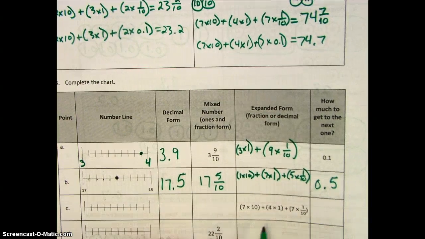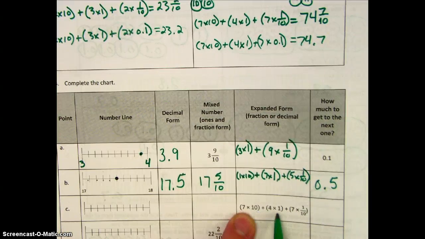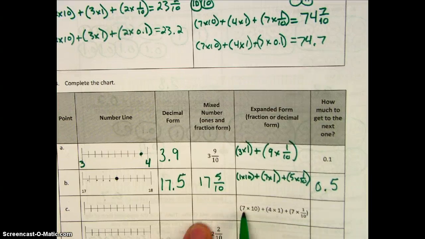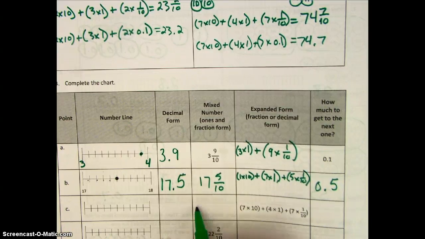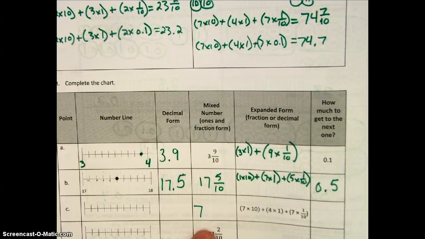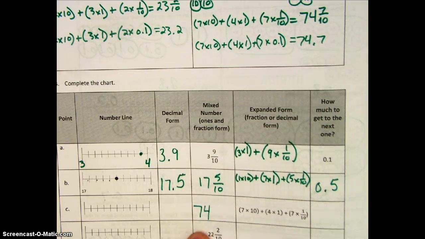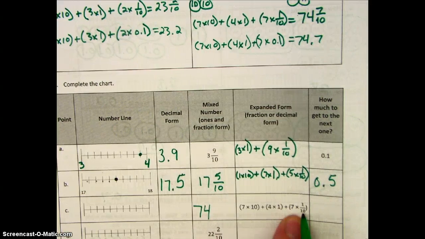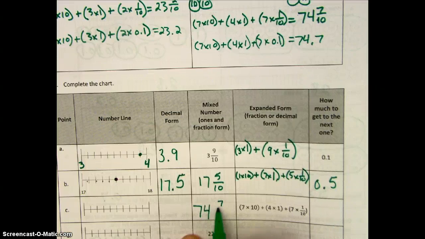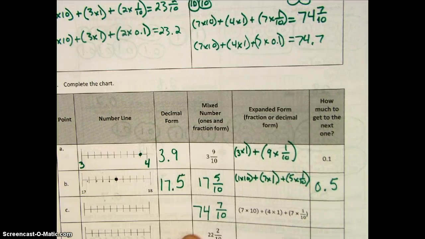Moving on to the next one, notice this time we have our expanded form. So we have to work a little bit backwards. I can see that I have 7 tens, so I have 70. We have 4 ones. So that tells us that our whole number is 74. Now looking over here, I have 7 times 1/10. So then that means my fraction is 7/10.